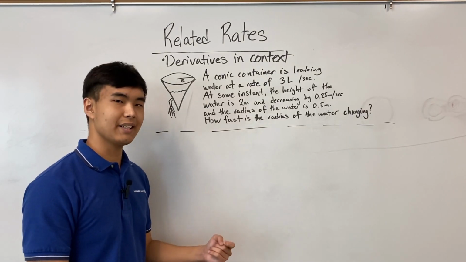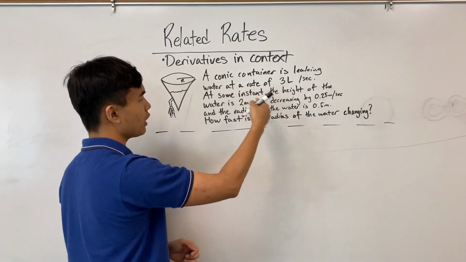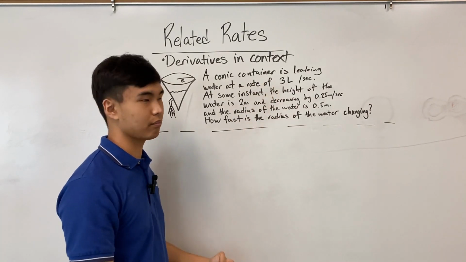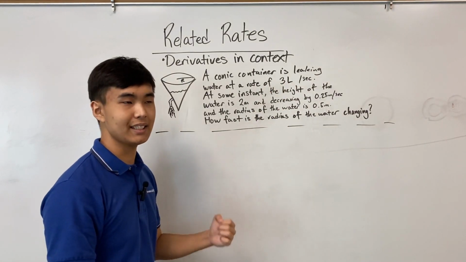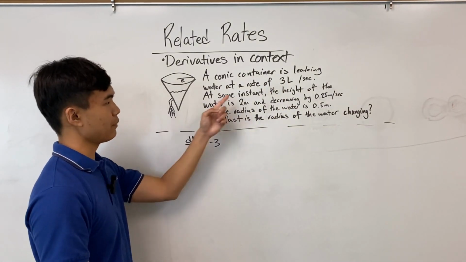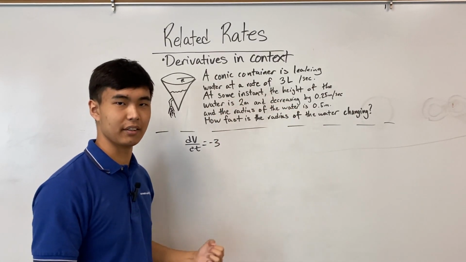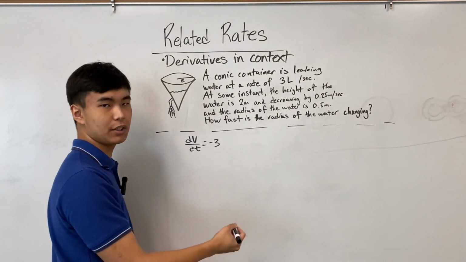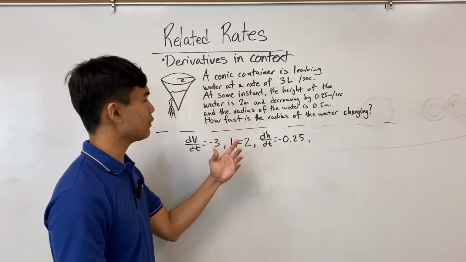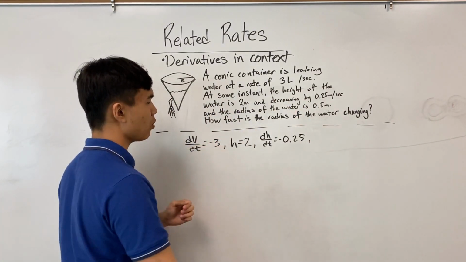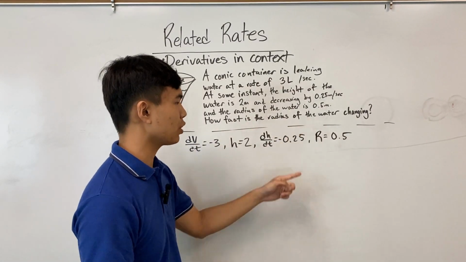And another related rate scenario that you'll commonly encounter is when a container is leaking water. So we have a cone leaking water at a constant rate of 3 liters per second. What that means is the volume of the water is decreasing by 3 liters per second, or dV/dt is negative 3. Then we're told at some instant the height of the water is 2 meters and decreasing by 0.25 meters per second. So that tells us h equals 2 and dh/dt is negative 0.25 at this instant. Finally, we're told that the radius of the water is half a meter, or r equals 1/2. We have to find how fast the radius of the water is changing, or dr/dt.